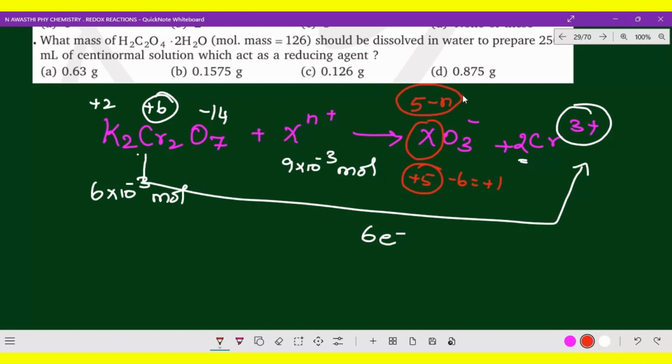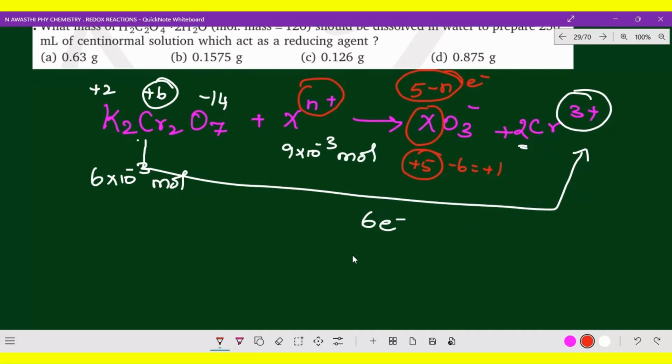Can we bring it here? Why? Because we did not know this n. We did not know whether it increased or decreased, but 5 minus n I just bring. So the number of electrons change is 5 minus n electrons. Right, now let us check the calculation part.